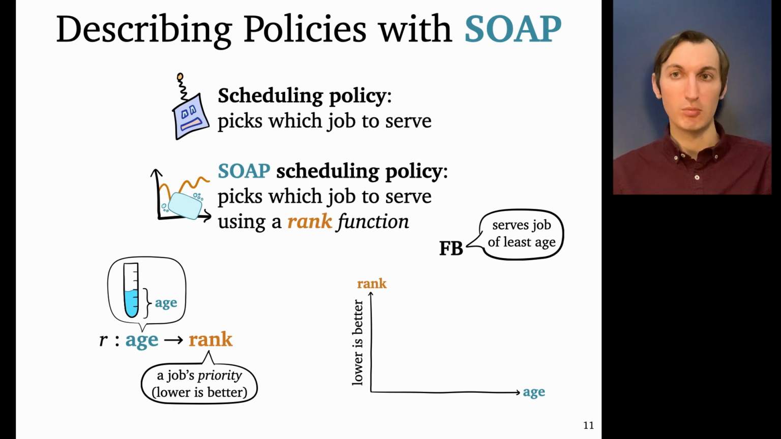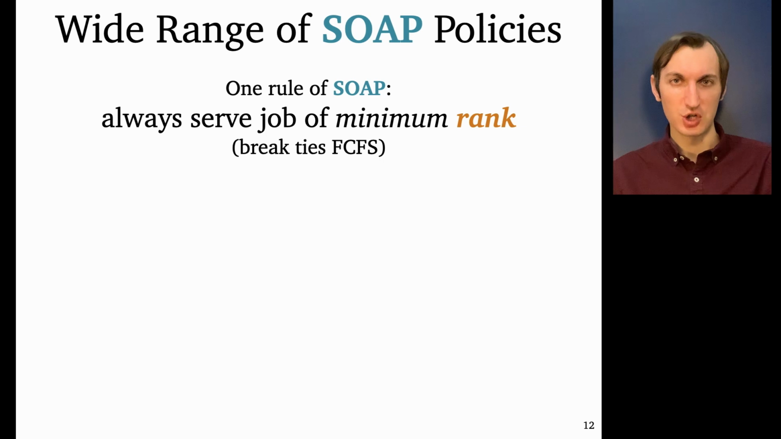So under FB, a job's rank should get worse and worse as its age increases. That's represented by this rank function, R of A equals A. All SOAP policies really work the same way at the end of the day, in that they always serve the job of minimum rank, breaking ties first come, first serve. But within this one rule, just by varying what that rank function is, we can get a really wide range of policies and of performance.